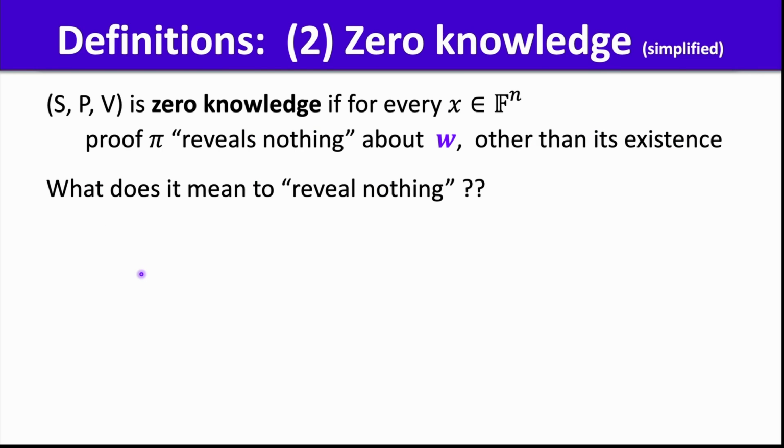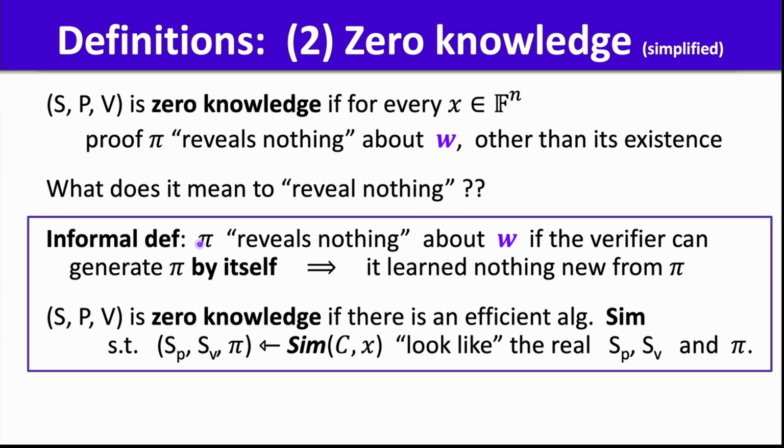And so the question is how to capture it. Again, we have our SNARK system SPV. We'll say that SPV is zero knowledge if for every statement X, the proof pi should reveal nothing about the witness W beyond what the verifier already knew about this witness. So the verifier supposedly knows that W exists, but nothing else should be revealed about W. And the question is, again, what does it mean to reveal nothing? We'll define that more precisely. First of all, let's give an informal definition. We'll say that pi reveals nothing about W if the verifier can actually generate pi by itself.